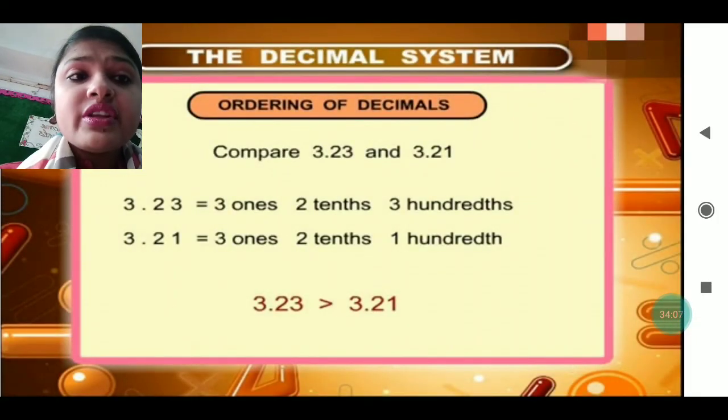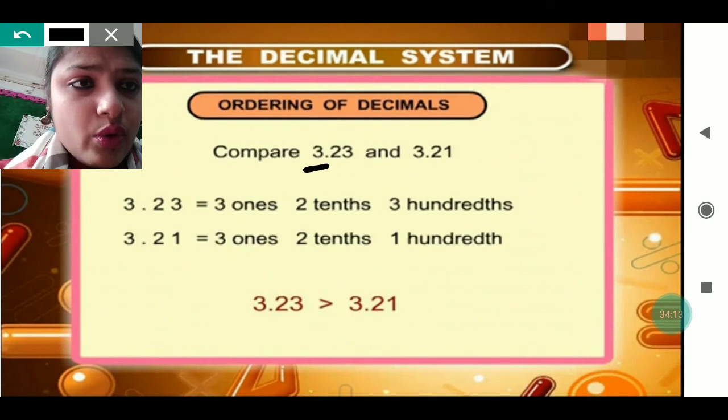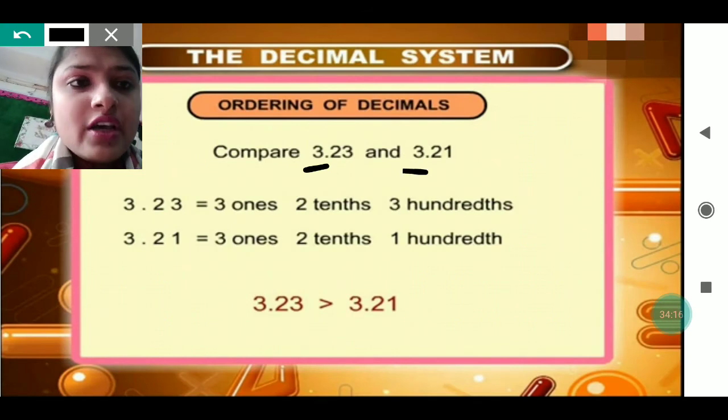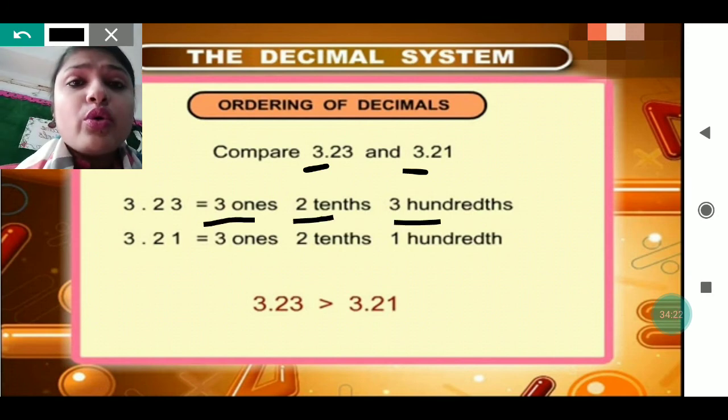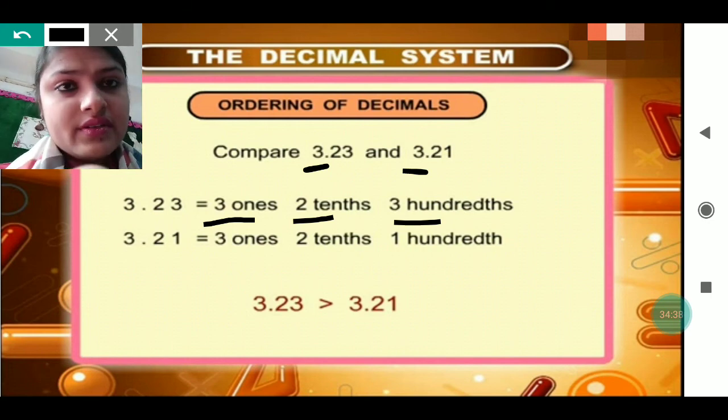Compare 3.23 and 3.21. Okay, so we have to compare first the whole number, that is 3. Both are the same, so after that we will compare the 10th place, that is 2. So 2 and 2 is also similar, so we will compare the 100th place. So 3 and 1 is written, so which one is greater? 3 is greater, so it means 3.23 will be greater than 3.21.